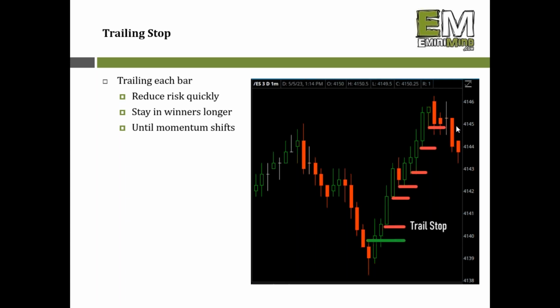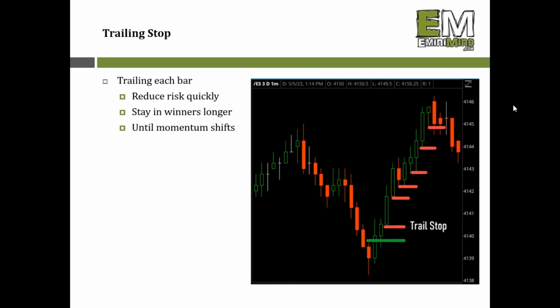Now, sometimes you do get a hammer to get in and an inverted hammer to get out, and you can essentially reverse the position. You can go long above the hammer, and then exit the position below the inverted hammer and double it up, so you end up going short as soon as you exit. It doesn't happen all the time, but it's an option.